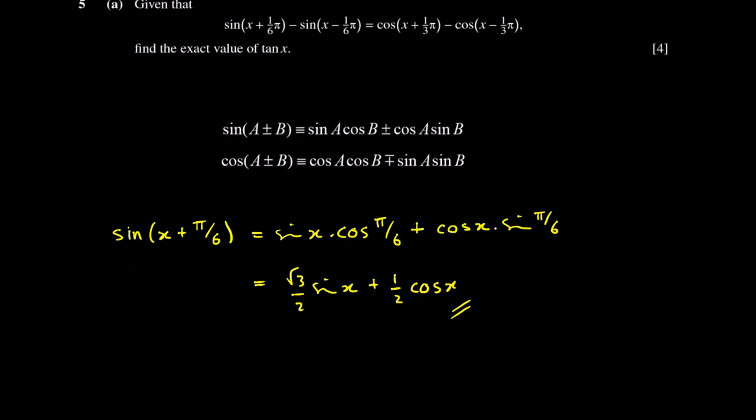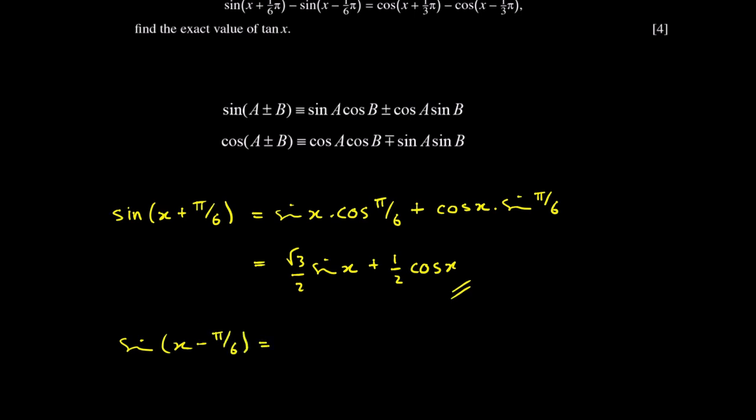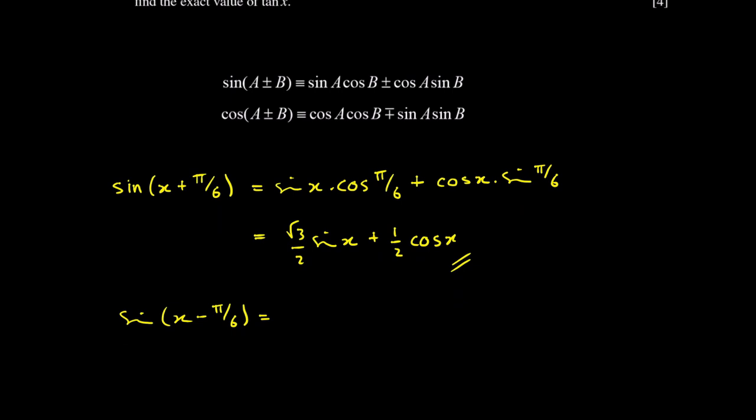Then I have to do sine of x minus pi by 6. Again, I could use the formula, but hopefully you notice the only thing that changes is that the positive becomes a negative sign. And so that positive there is also just going to become negative. So you can skip a step if you want. That becomes root 3 upon 2 sine x minus a half cos x. Okay, so we make our lives a little bit easier.